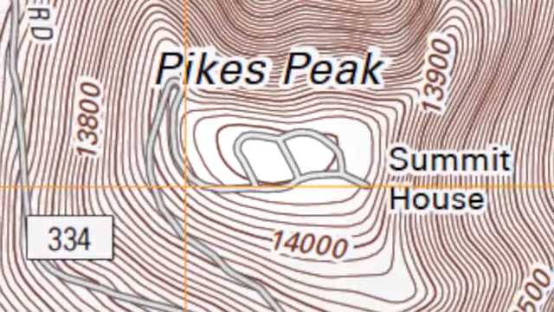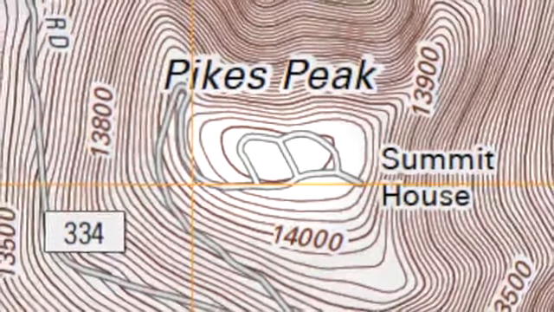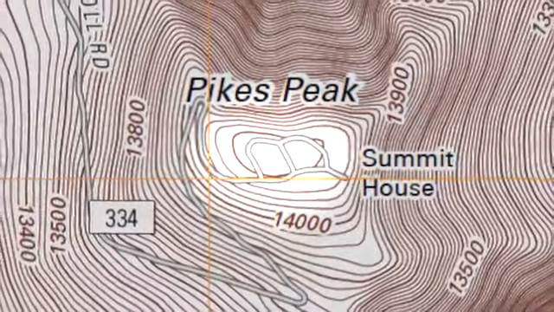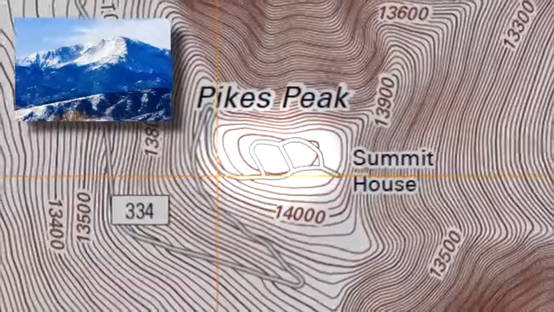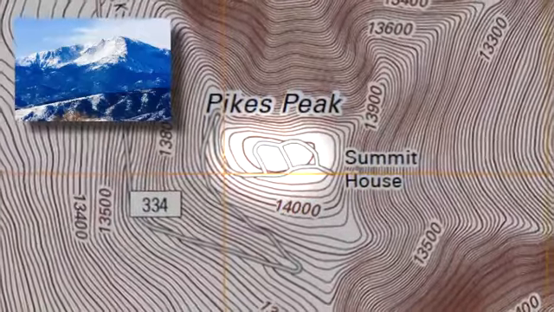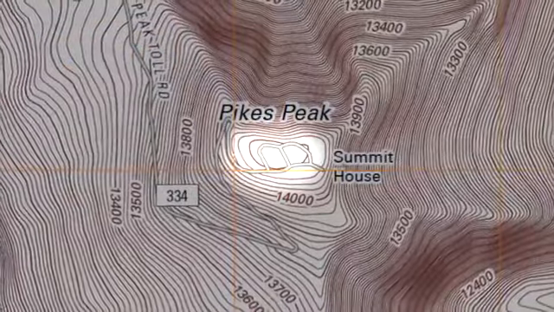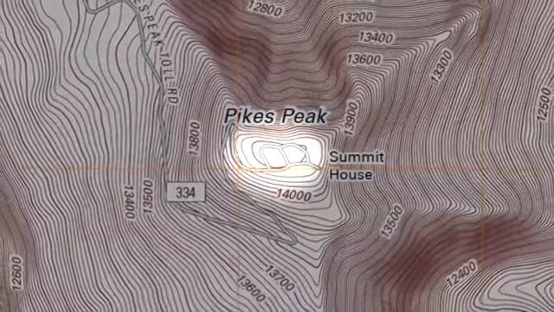Video, we're going to be looking at topographical maps and how they use contour lines to represent elevation changes. We notice in the middle of our screen, this is Pikes Peak, one of Colorado's highest mountains. It ranks number 31. It stands 14,110 feet above sea level at its summit.